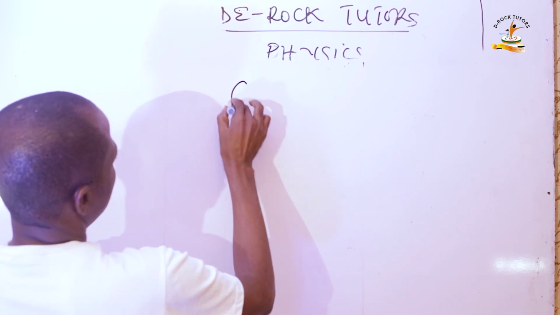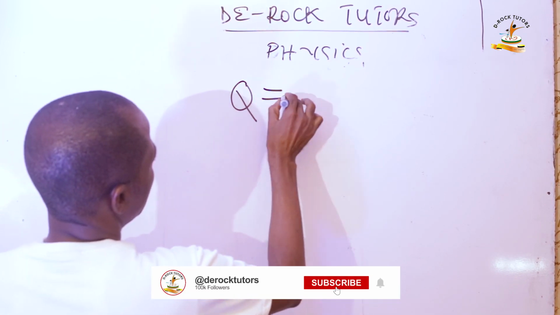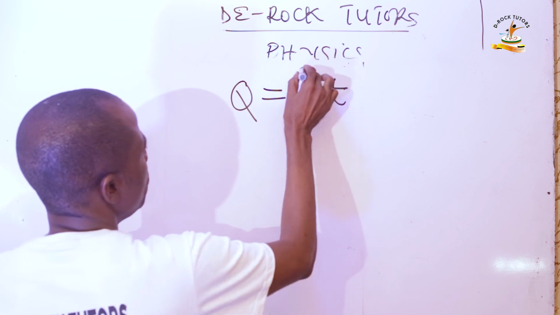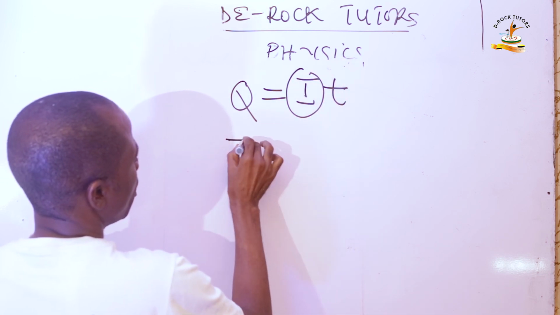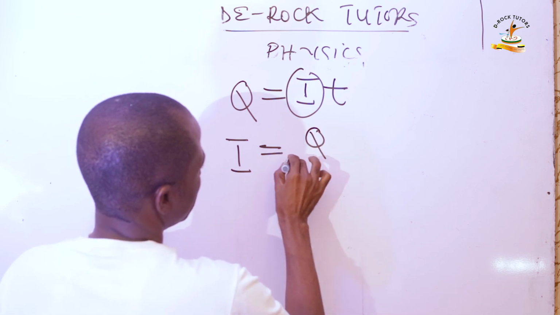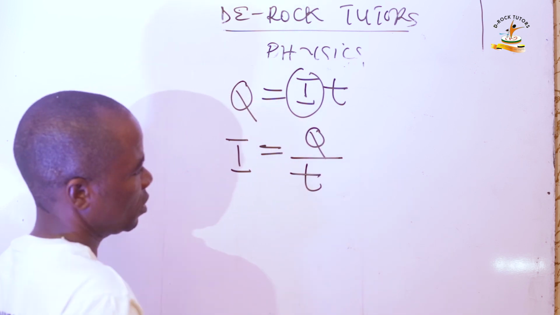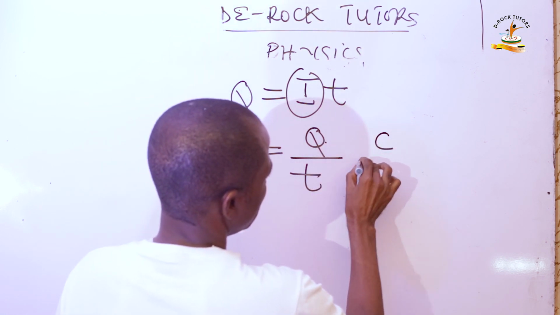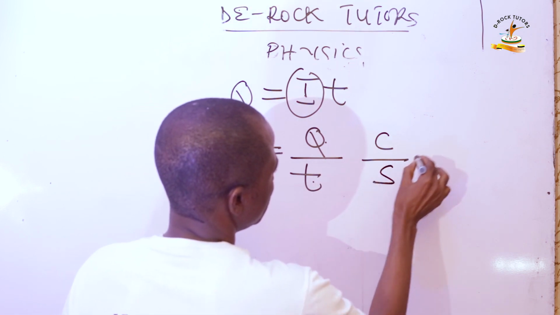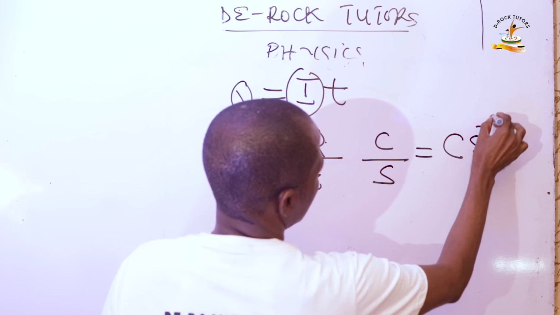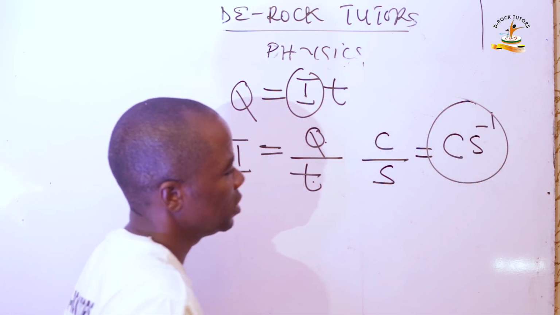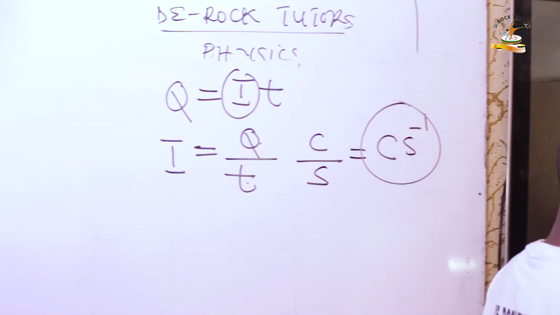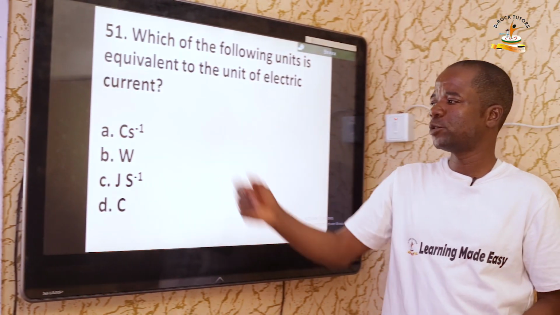Remember that the quantity of electricity, which is Q, is equal to current in ampere times time in seconds. Now, if we make our current the subject of the formula, current is equal to Q, that's the quantity of electricity in coulomb, divided by time in seconds. The unit of quantity of charge here is coulomb, that's C, all over the unit of time, that is seconds. This could also be written as C S raised to the power minus 1. So that is the correct answer, which is definitely option A. So the correct answer is coulomb per second, option A.